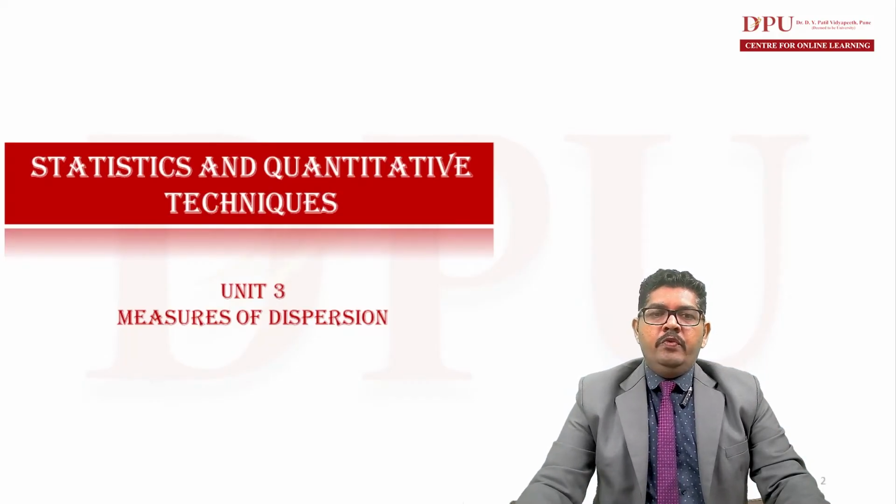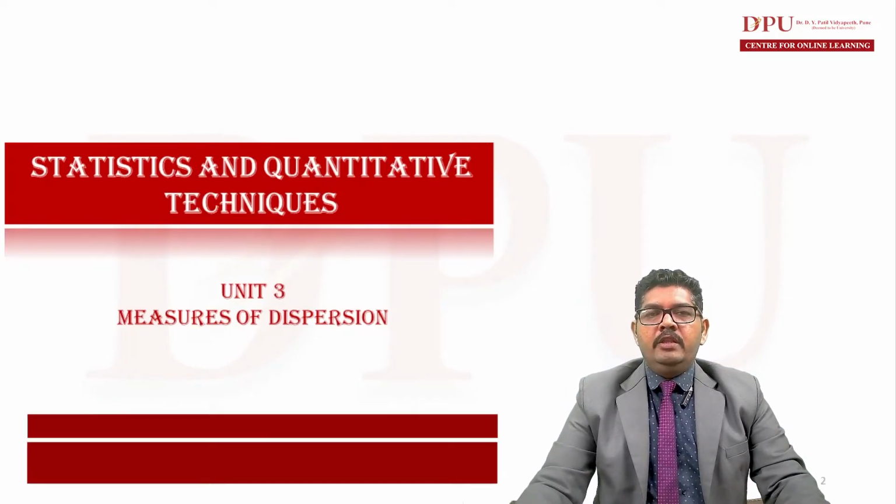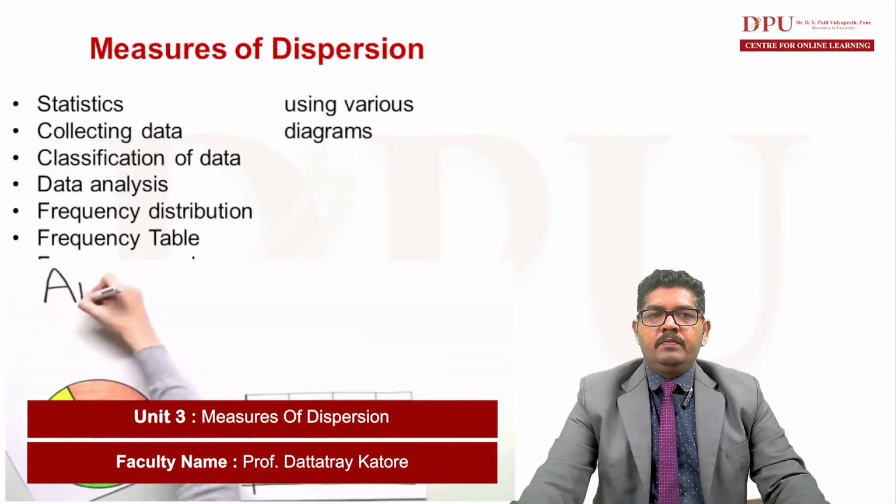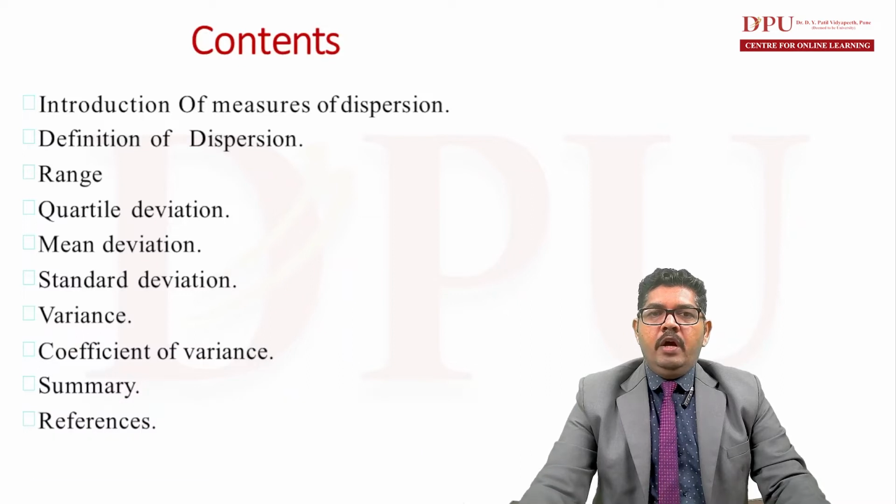In this video, we are going to discuss Unit 3, that is Measures of Dispersion. In this particular unit, we are going to discuss the introduction to the measures of dispersion, the definition of dispersion, and the various measures of dispersion such as range, quartile deviation, mean deviation, standard deviation, variance, and coefficient of variance. Then we will be discussing the summary and references for this unit.